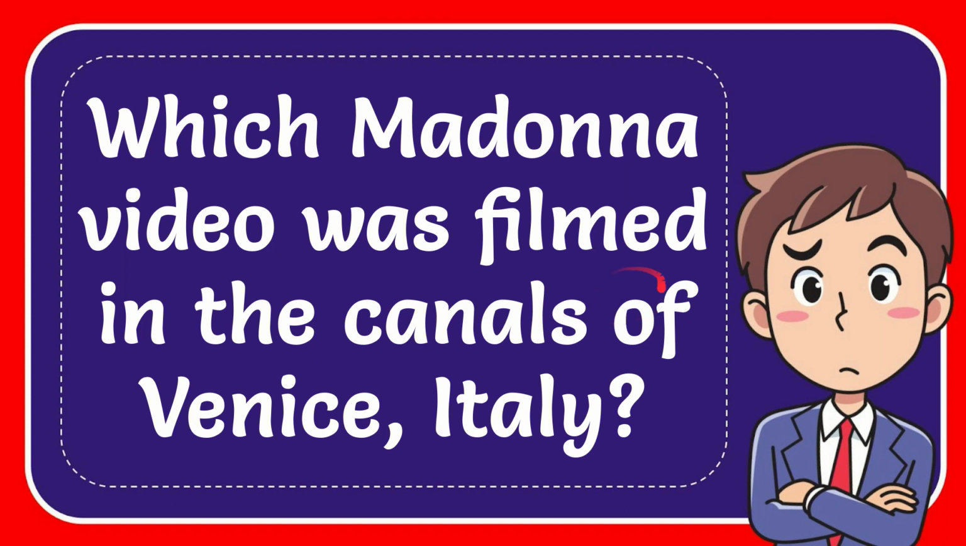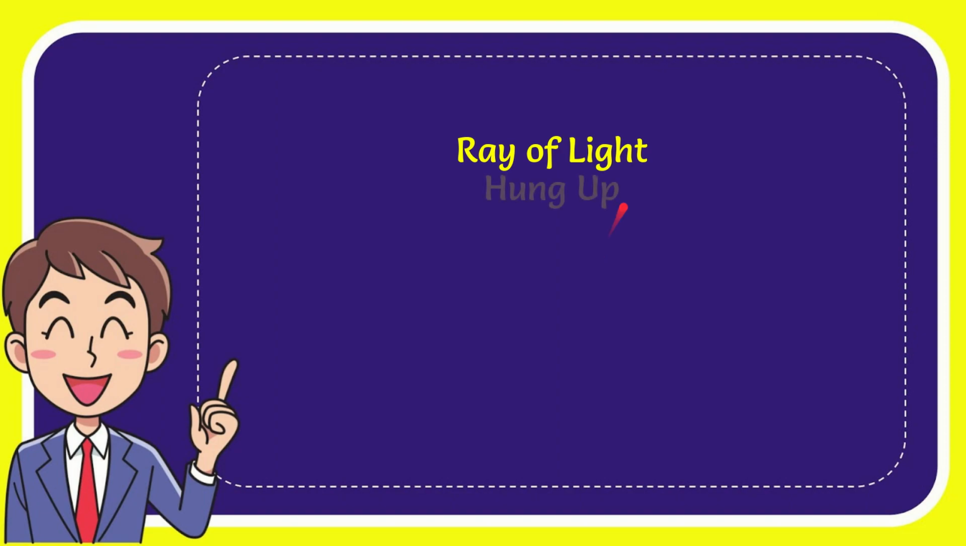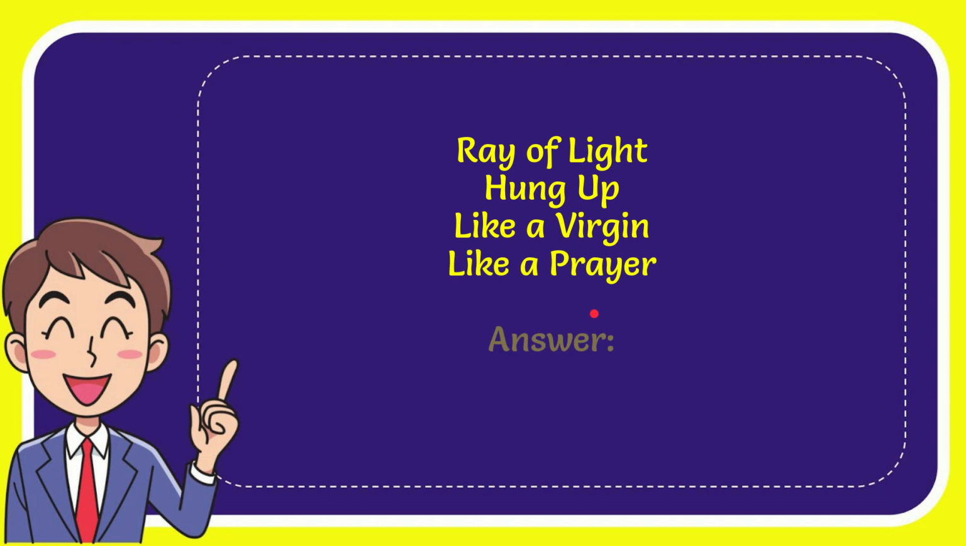In this video I'm going to give you the answer to this question. The question is which Madonna video was filmed in the canals of Venice, Italy. Well, now I give you a list of the options, and here is a list of the options. Ray of Light, Hung Up, Like a Virgin, last option is Like a Prayer. And the correct answer of the question is Like a Virgin. That's the answer of the question.